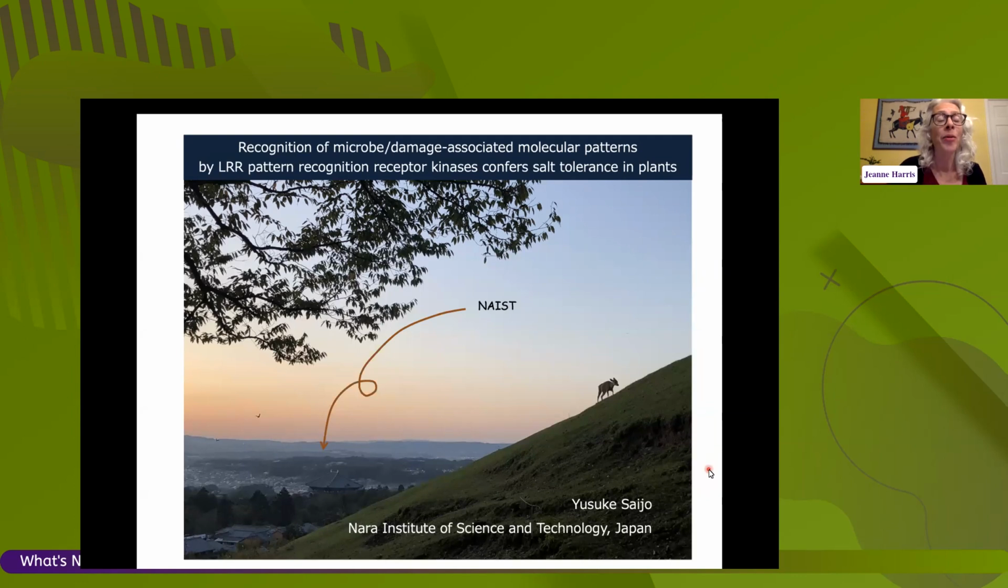And I am going to turn it over now to Dr. Yusuke Saijo, who will be talking to us today about a really fascinating paper that caught my eye as soon as it was submitted, recognition of microbe and damage-associated molecular patterns by LRR pattern recognition receptor kinases and how they confer salt tolerance in plants. Fascinating story, wonderful crosstalk, really illustrates how complicated these interactions can be in the real world. I'll turn it over to you. Thank you, Yusuke.